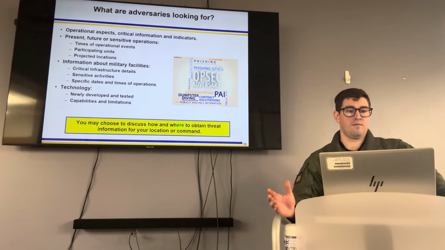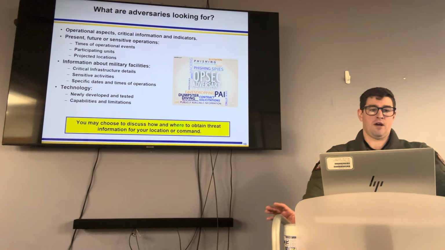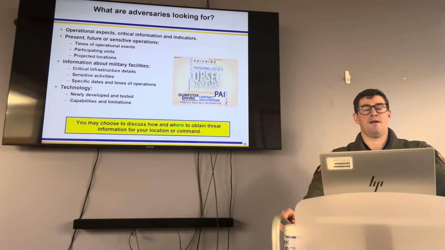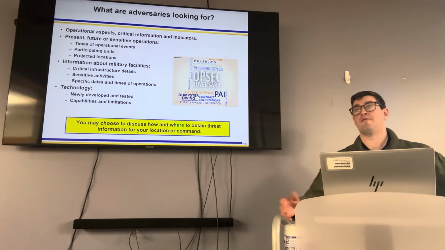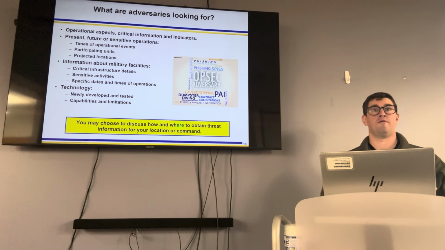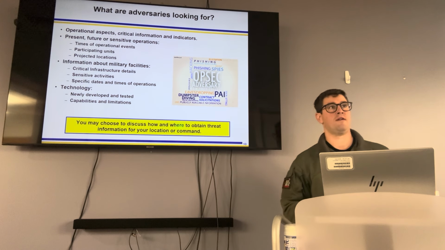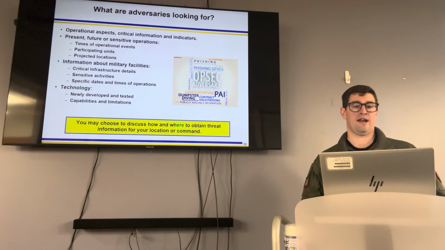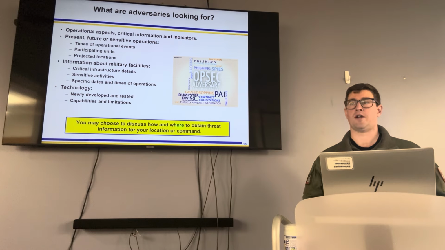So what are they looking for? Essentially, present and future sensitive operations: the times of operational events, participating units and projected locations, and then information about facilities, such as what's on the base, where the secret rooms are, what kind of information these buildings or personnel handle that they could then try to exploit and find out more about.